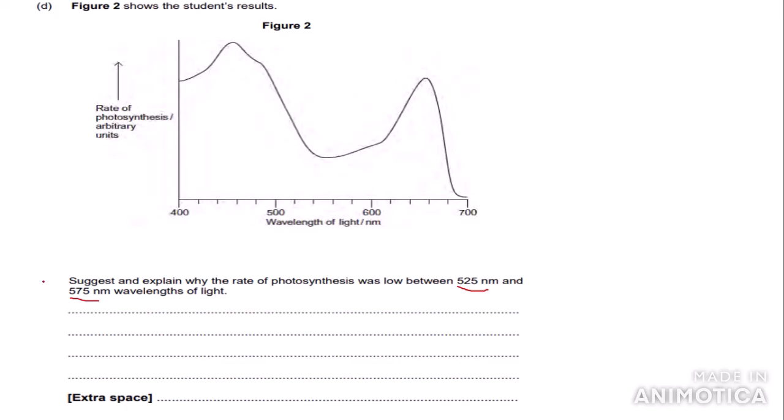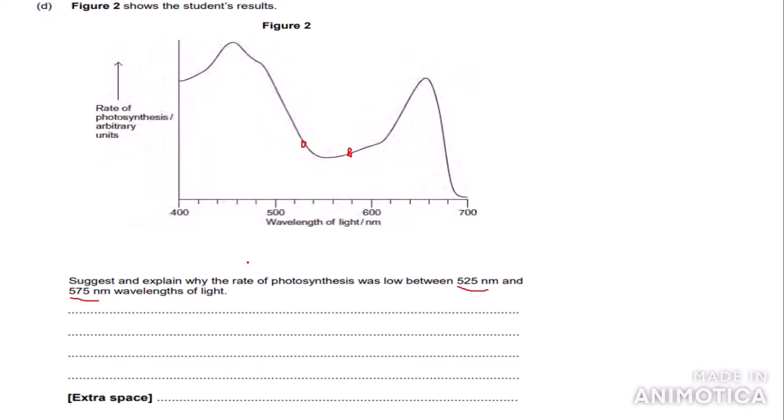So as this question says suggest and explain, you need to come up with your own ideas from your own knowledge and also explain why you have suggested your suggestion. So the first approach we need to take to this question is to look at the rate of photosynthesis between 525 and 575. So 525 is around here, and 575 is around here. So as you can see, the rate of photosynthesis is quite low at this point. So you need to explain and suggest why it is so.